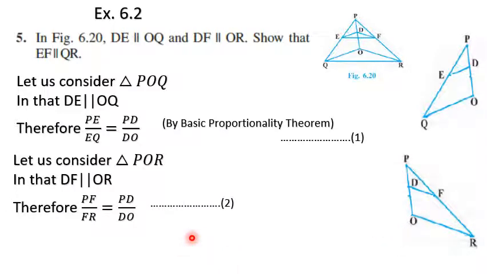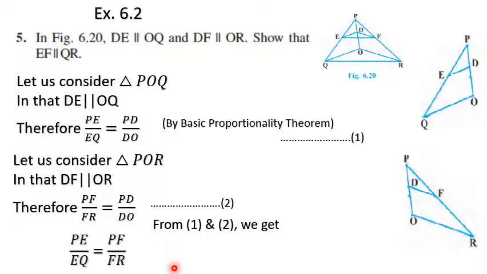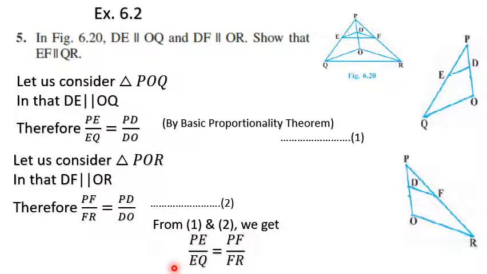Now from equation 1 and 2, the RHS is same. So we can equate the LHS. That is what we get: PE by EQ is equal to PF by FR. That is possible only if EF parallel to QR. Therefore, EF parallel QR.